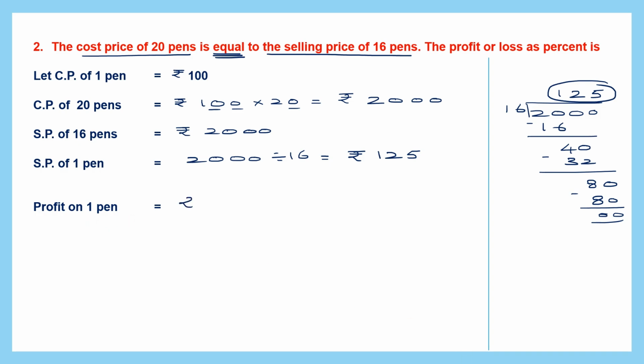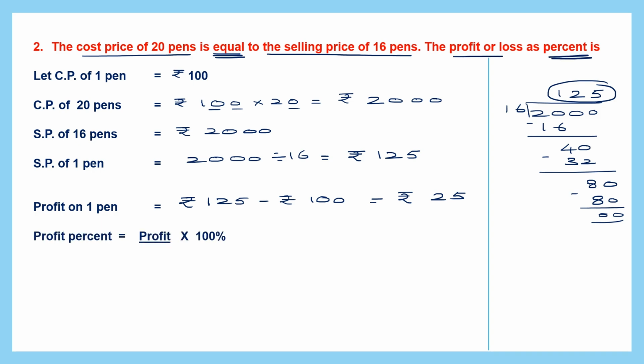So that will be the bigger number, that is 125, minus the smaller number, 100. So 125 minus 100 is 25. So the profit is 25 rupees. Now we have to find the profit percent. So to find the profit percent, we say profit divided by cost price into 100. So that is profit, 25, divided by the cost price, which is 100, into 100%.